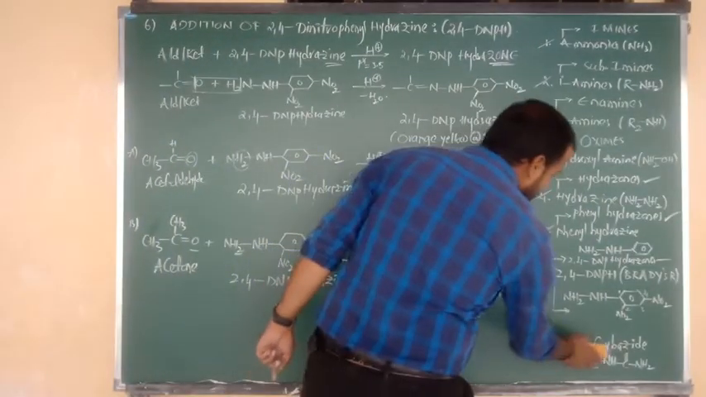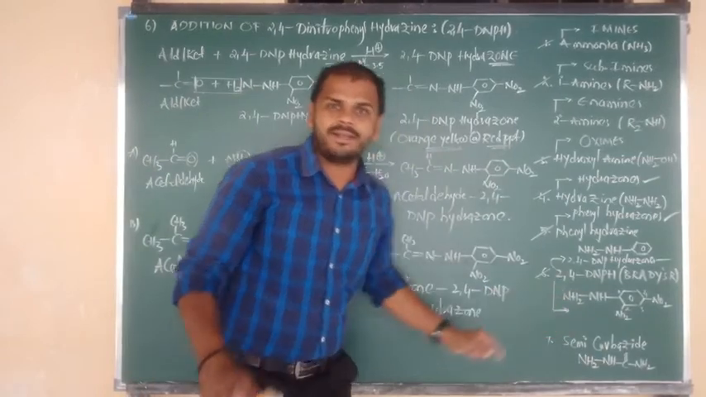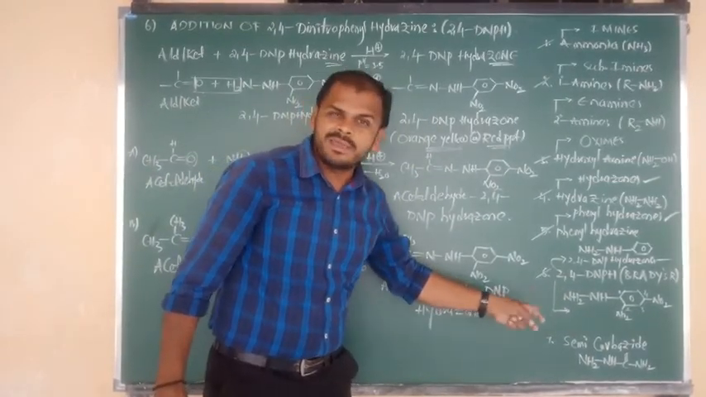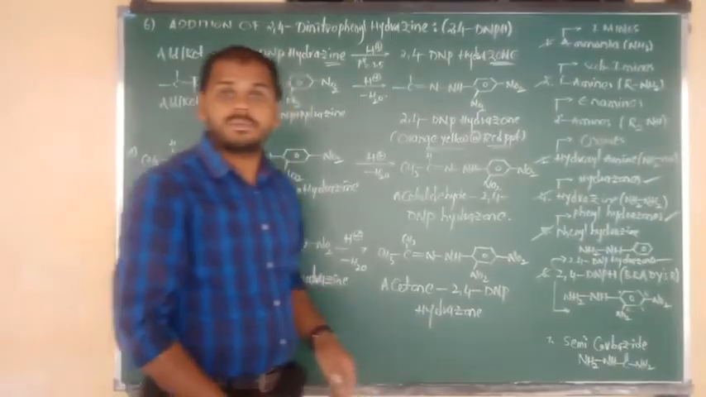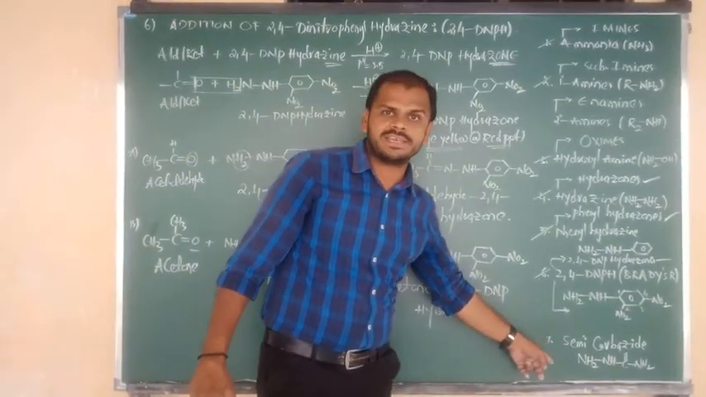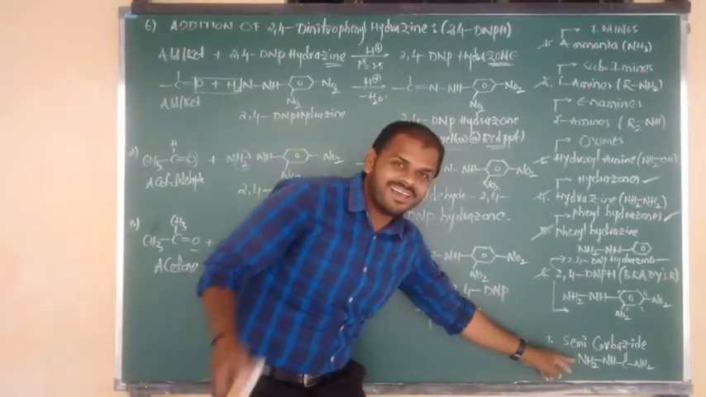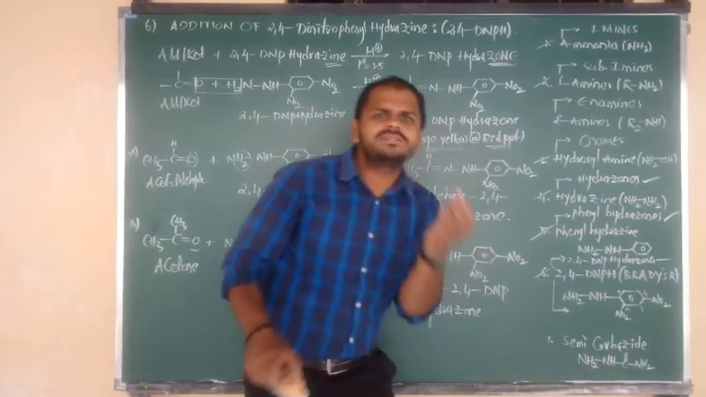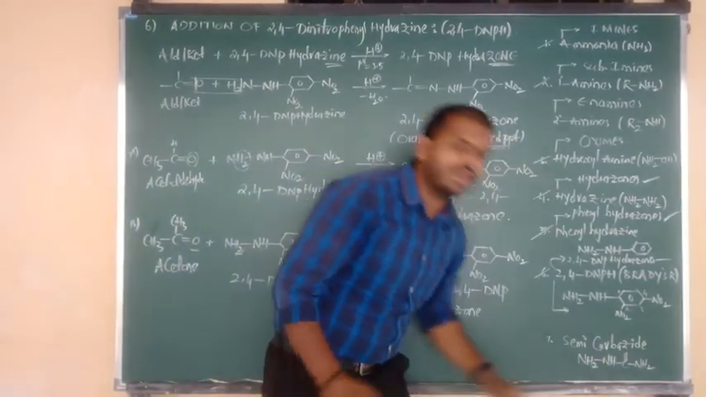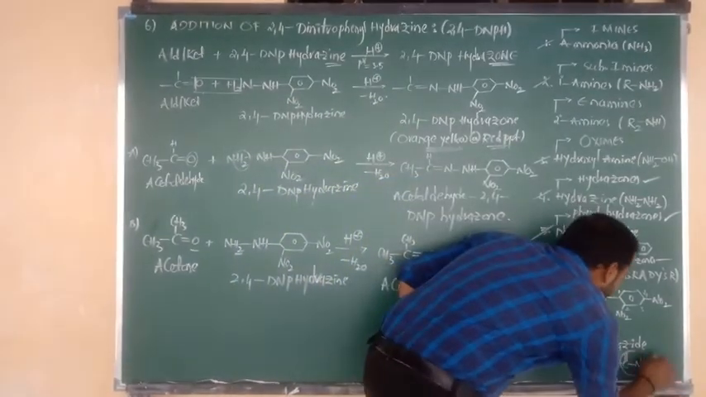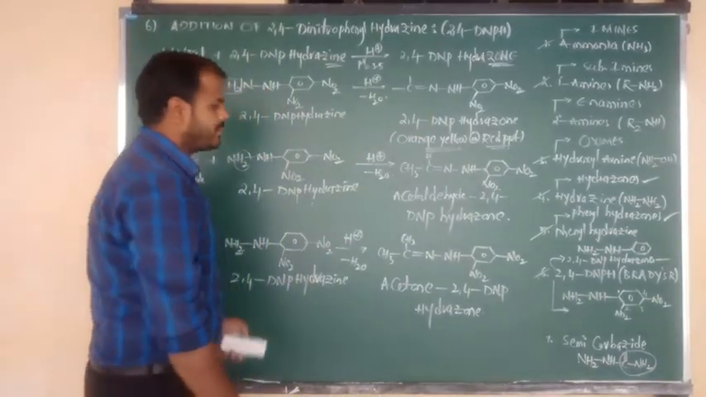Last and final is the addition of semicarbazide. What is the formula of semicarbazide? It also looks the same as hydrazine. What is the formula of hydrazine? NH2-NH2. Here, NH2-NH, just one of the hydrogen atoms is replaced by C double bond O NH2 group. So C double bond O NH2 is extra. This is the formula of semicarbazide.